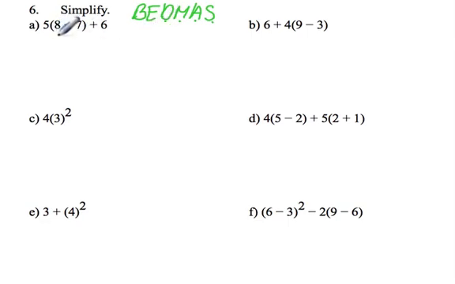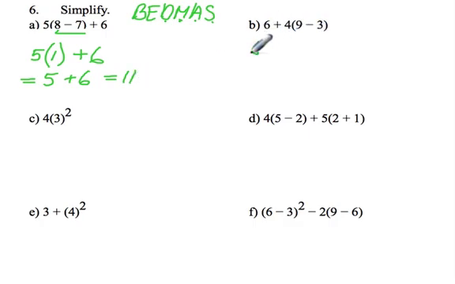So for the first question, in the brackets we have 8 minus 7. So we're going to have to perform that operation first. 5 times 8 minus 7 is 1. And now we can go on to multiplication. 5 times 1 is 5. And 5 plus 6 equals 11.